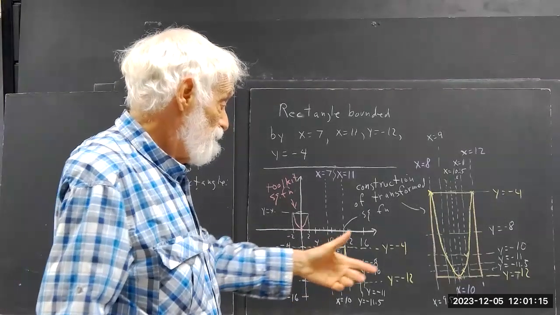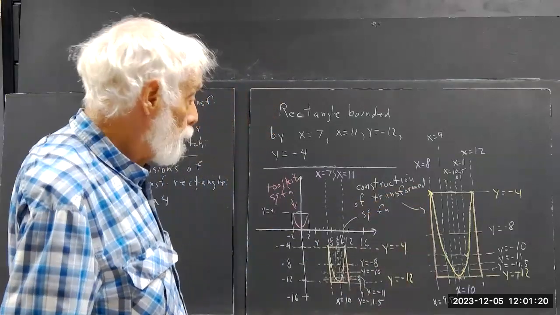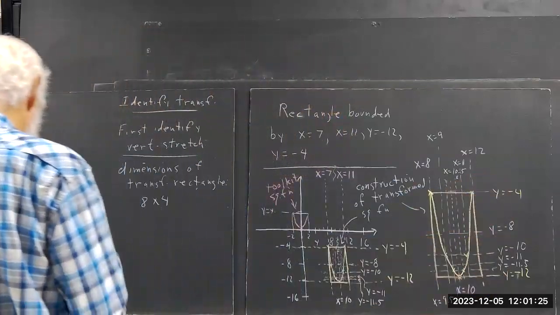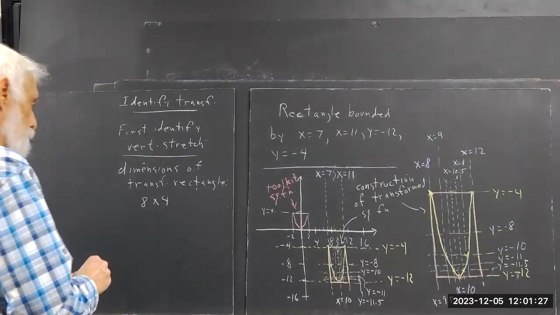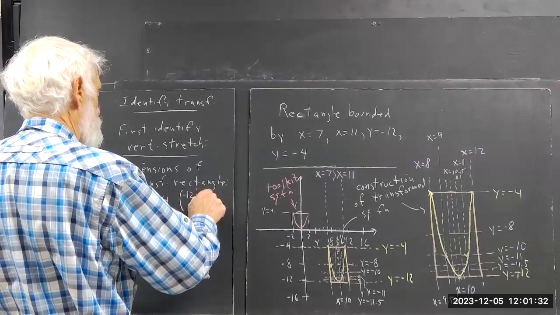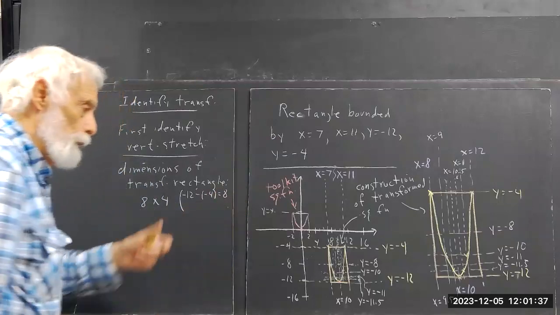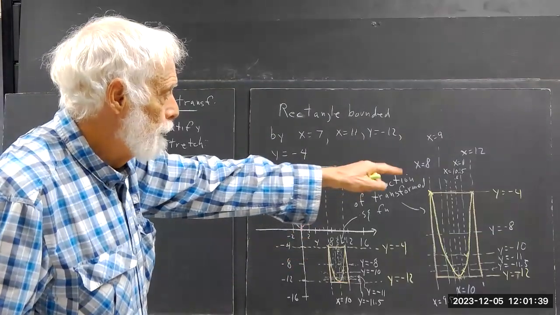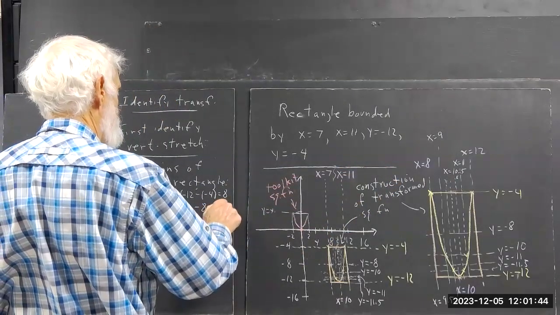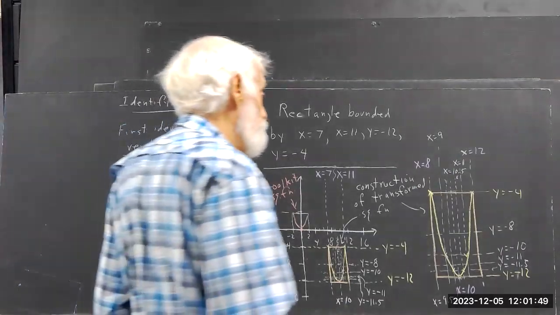Well, can you see? How far is it from here to here? How high is this rectangle? It goes from y equals negative 12 to y equals negative 4. Okay, so I can put in parentheses: negative 12 minus negative 4 is 8. And what about the x? From 8 to 12 is 4.